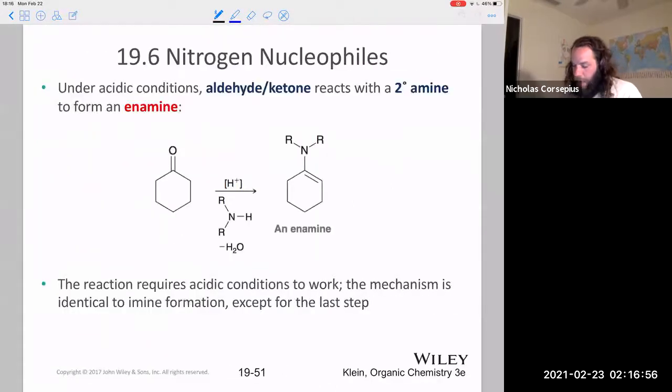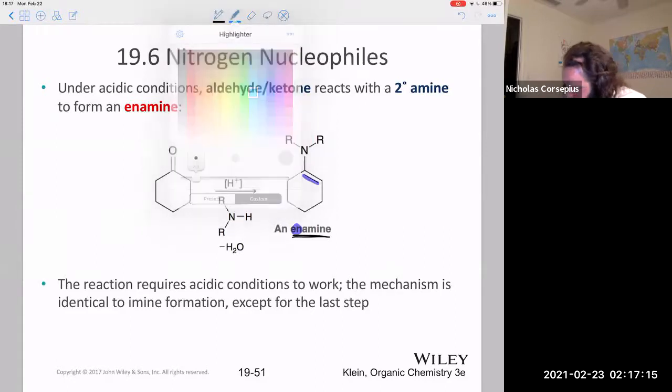What do we get when we have a secondary amine? So that was always primary amines, right? We'll form the imine. If we have a secondary amine, we're actually going to form what's called an enamine, which is a double bond. That's the ene portion. It's actually color code.